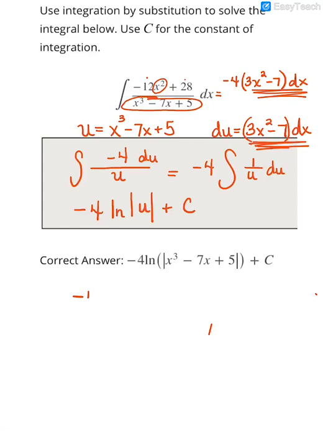So for my final answer, if I put my u back into the original problem, my u was x cubed minus 7x plus 5. And then, of course, I have my plus my constant.